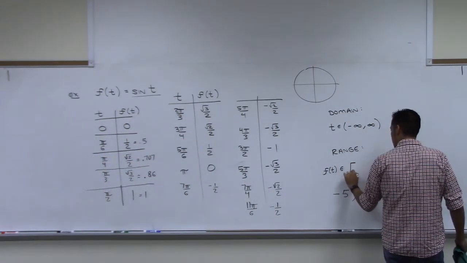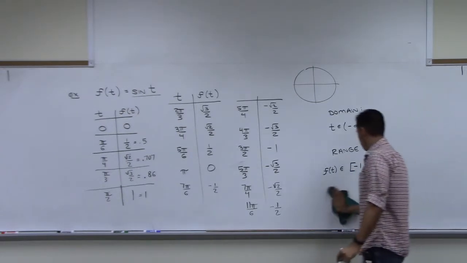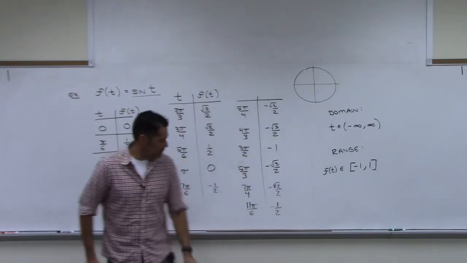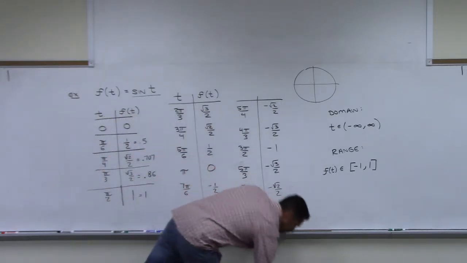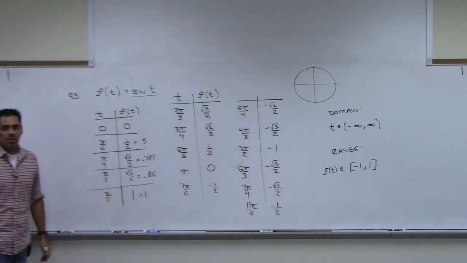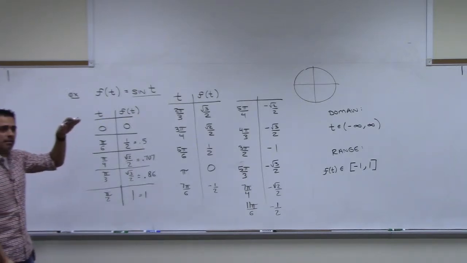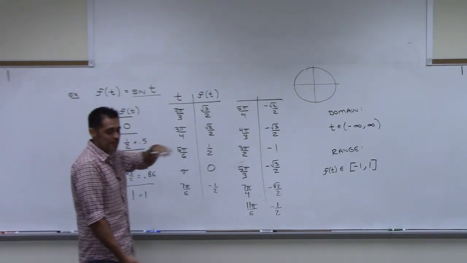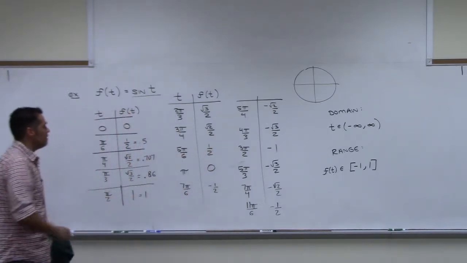I'm going to do it this way. Negative 1 with a bracket to 1. Close bracket. That's the way I'm going to put it. Now, that's great. That means our sine function, when we draw it, cannot go above 1, can't go below negative 1, right? It can actually achieve 1, though. Like, it can make it to 1. It can make it to negative 1, but nowhere outside of that.